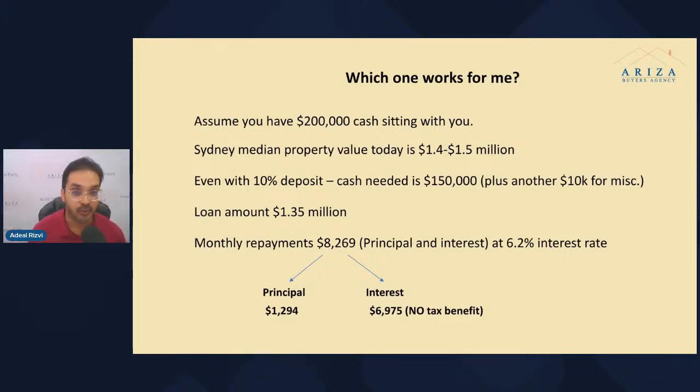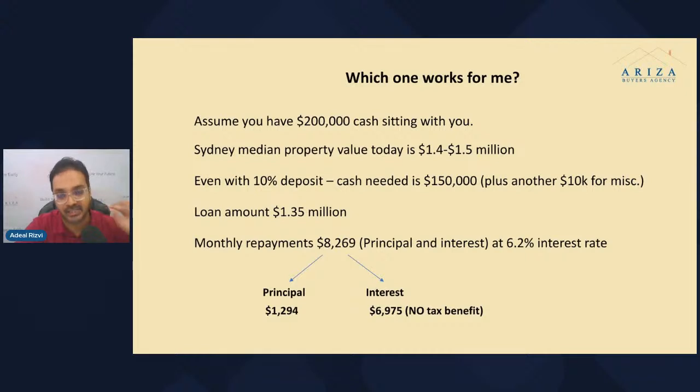And my loan amount will still be 1.35 million, which means on that $1.35 million loan, which I'll be paying on a $1.5 million property, I'll be paying roughly $8,269 in mortgage repayments. Now, this calculation is based on a 6.2% interest rate, which is prevalent today. The most important thing I want to emphasize is that on that repayment of 8,200 or 8,300 dollars every single month, if you break it down, essentially you are only paying around $1,200, $1,300 of principal, but you are paying a massive 6,900, or close to 7 grand, in interest every single month.